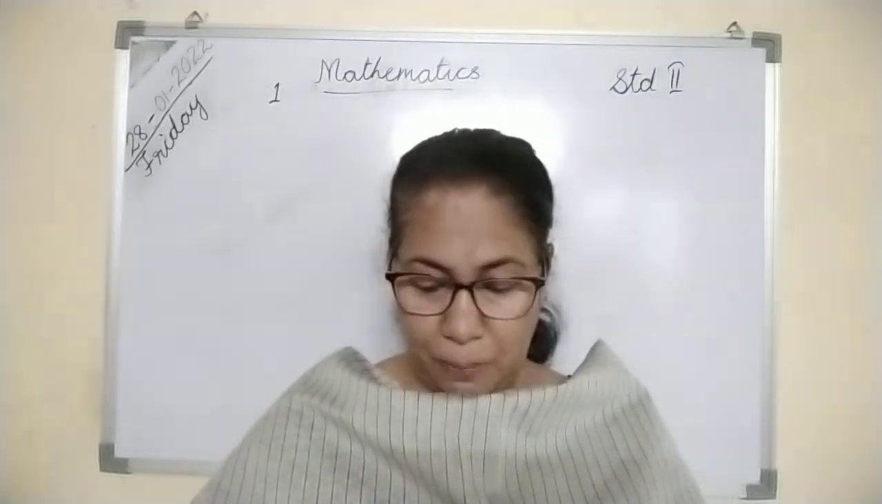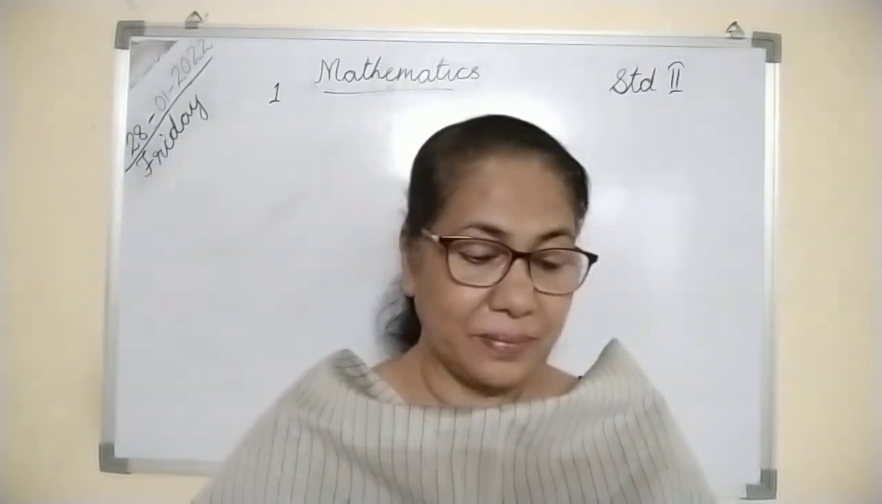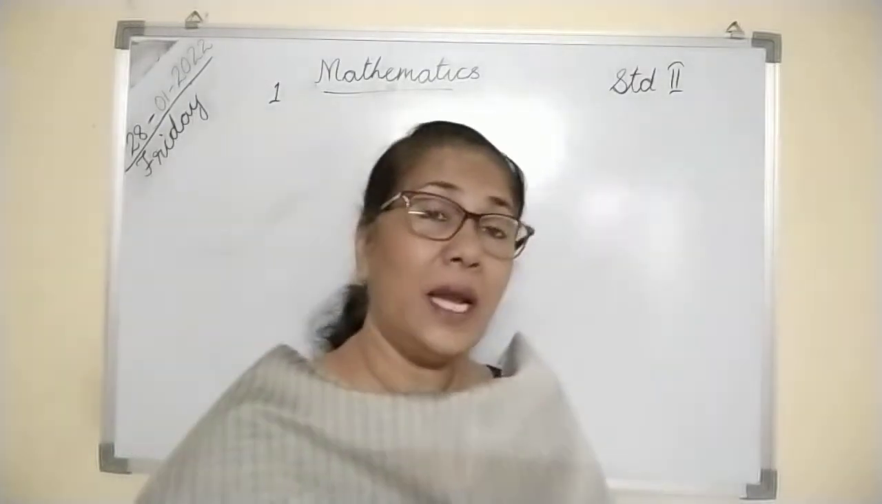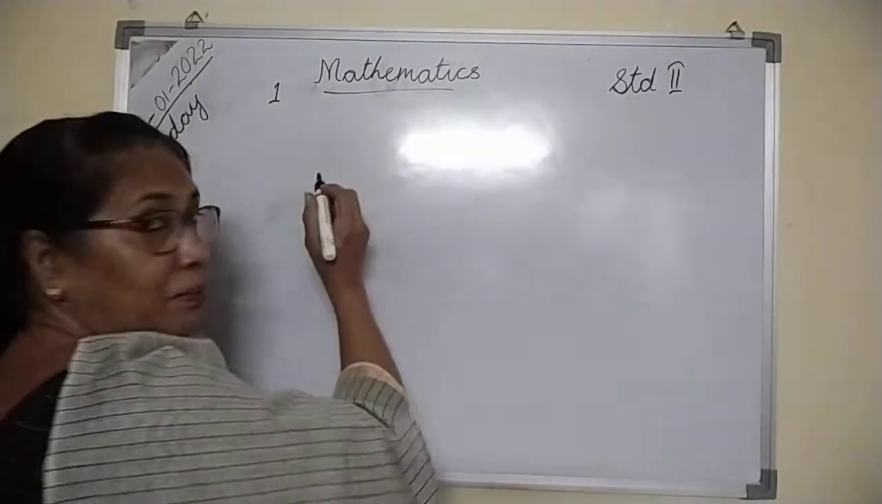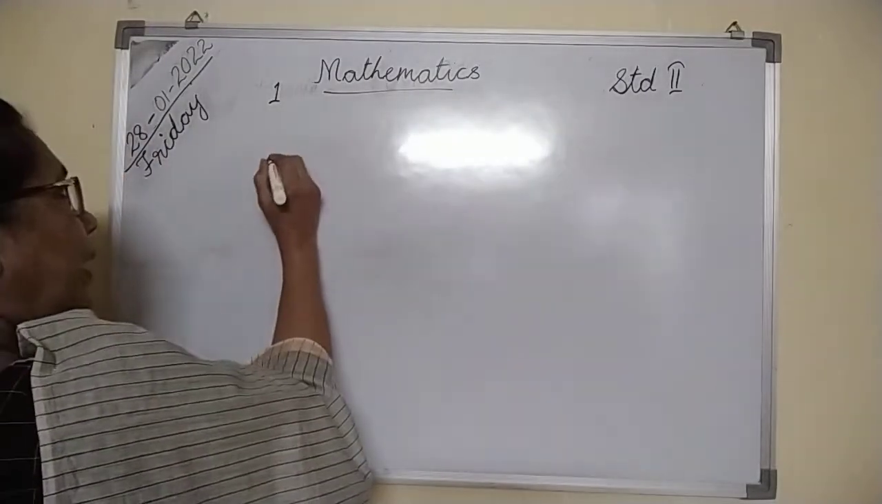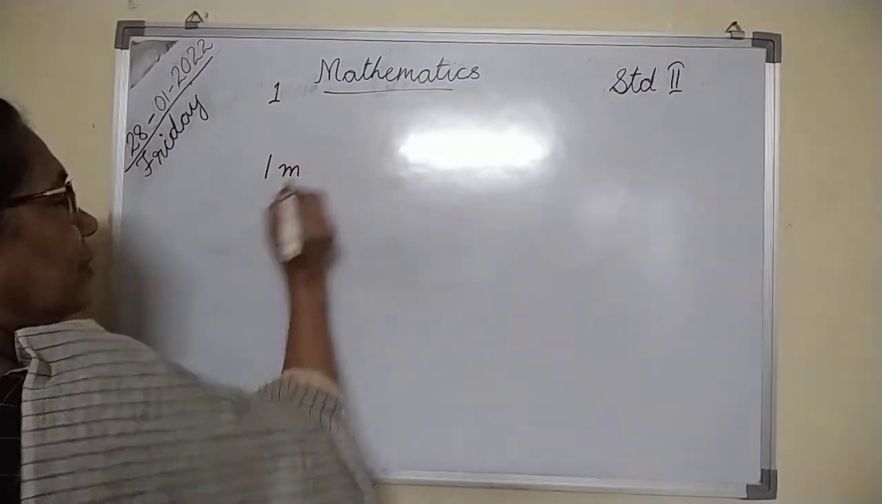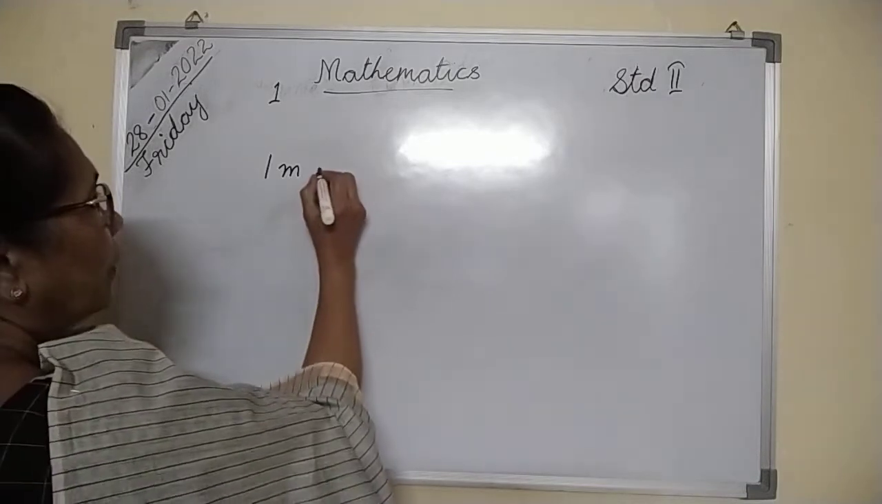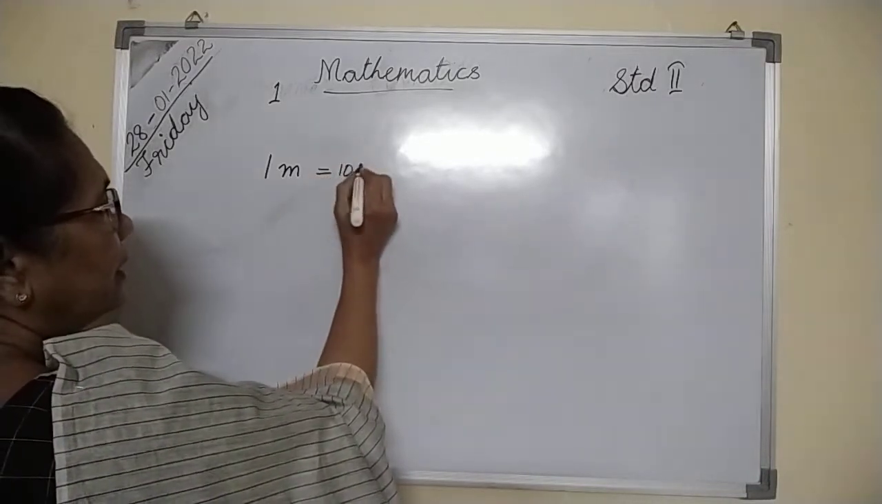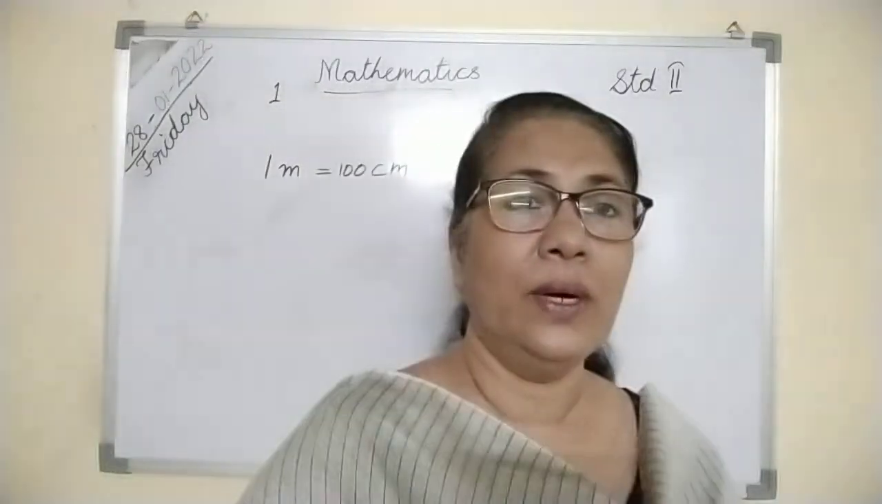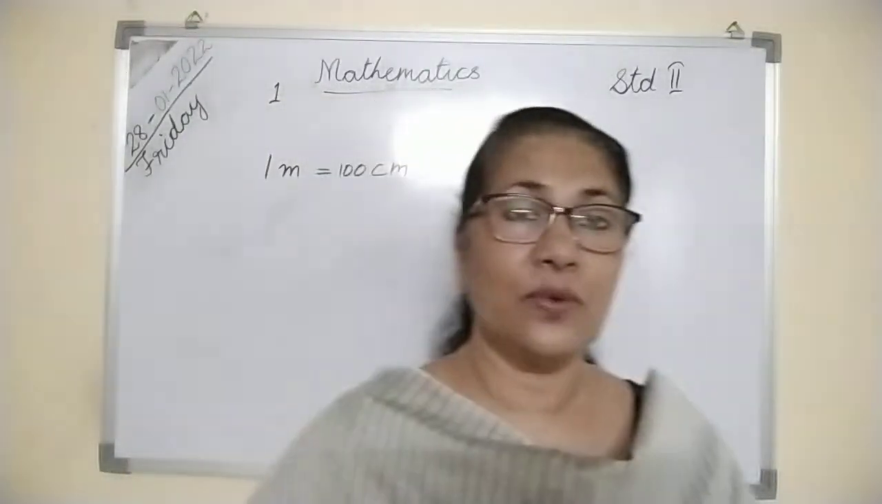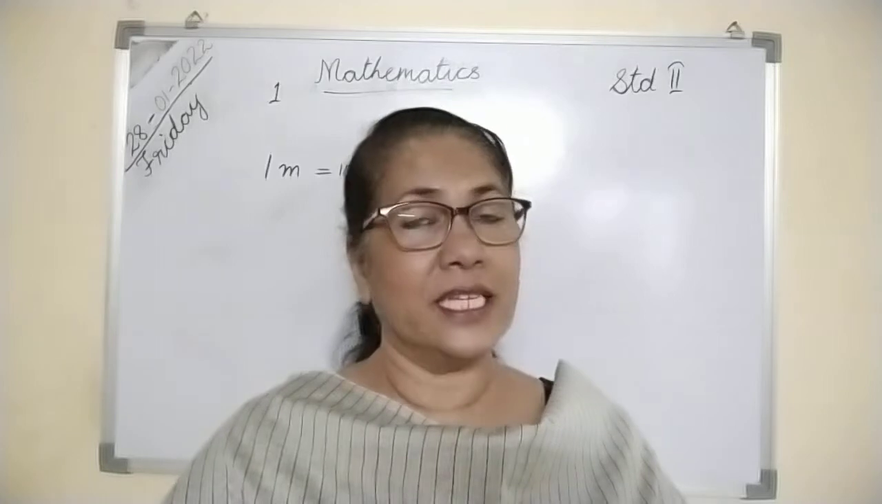So we are moving on to page number 57. Now 1 meter is 100 centimeters. Please look here. 1 meter is equal to 100 centimeters. 1 meter is equal to 100 centimeters.